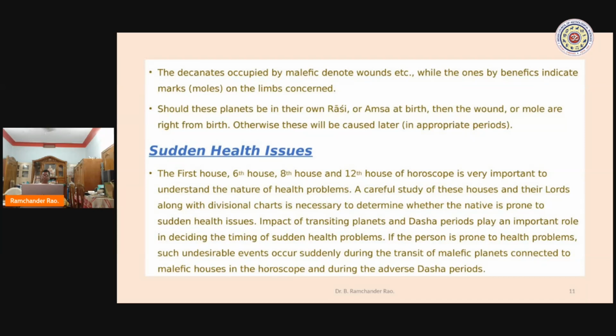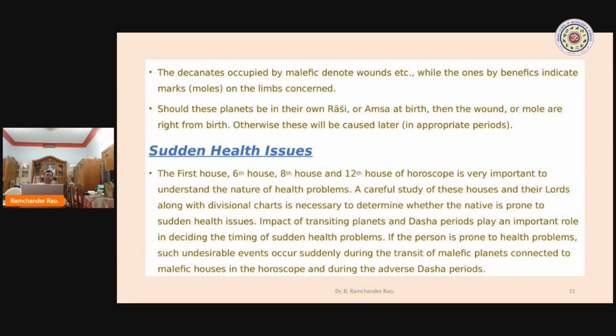Now, the sudden health issues. The first house, sixth house, eighth house, 12th house of the horoscope are very important to understand the nature of the health problem. A careful study of these houses and their lords, along with the divisional chart, is necessary to determine whether the native is prone to sudden ill health issues. How can we know this? Go to the D16 chart and see whether that period is going to give happiness or unhappiness.